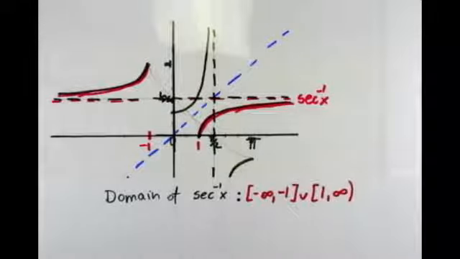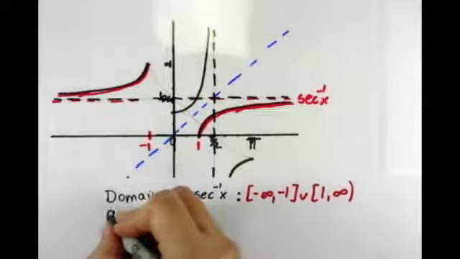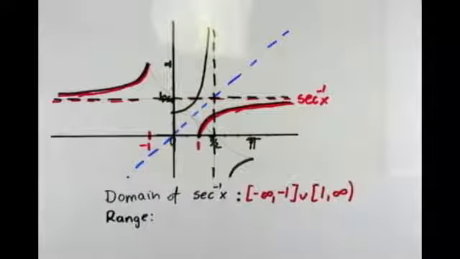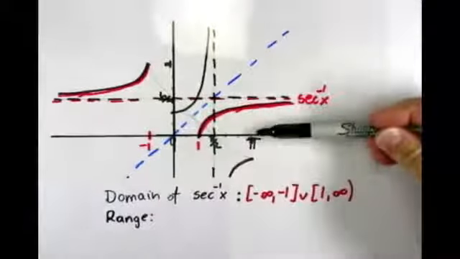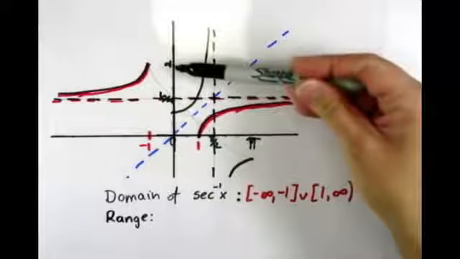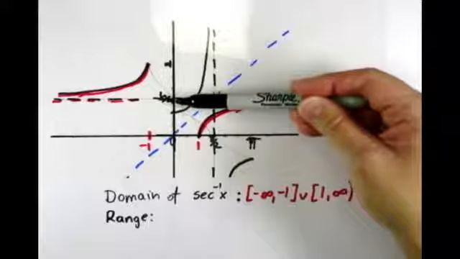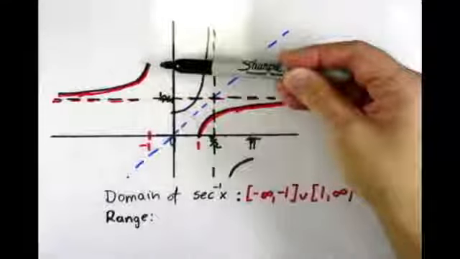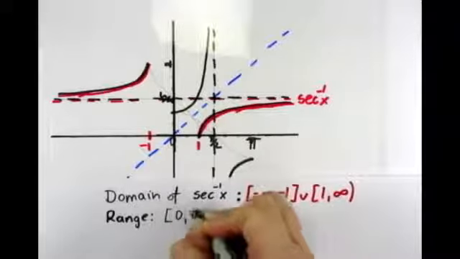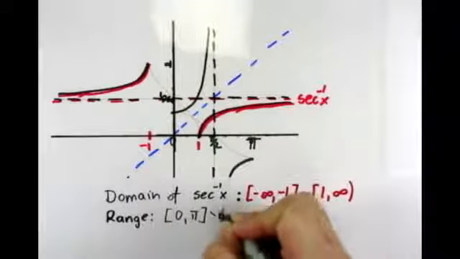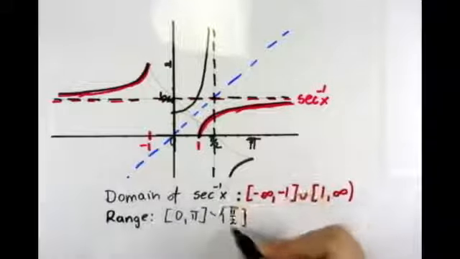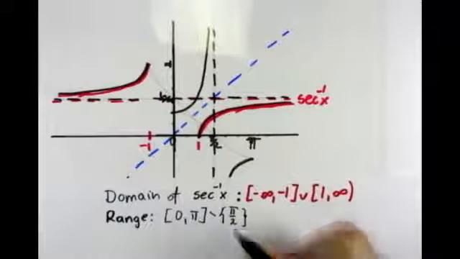And range of secant inverse is the window on the y-axis. So the value is from 0 up to pi except the asymptote. So we have from 0 to pi and take away the asymptote pi over 2. In the curly bracket we denote this set with one element only.